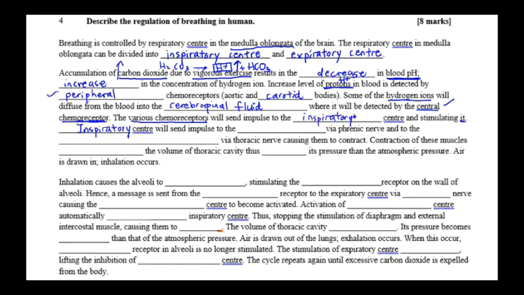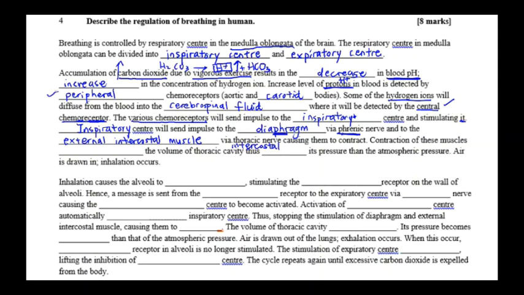This inspiratory center will then send nerve impulse to the effector, the first one, the diaphragm, via the phrenic nerve, from the name phrenic nerve. And another effector involved is the external intercostal muscle. And the nerve impulse is sent to the external intercostal muscle via the thoracic nerve, or sometimes we call this the intercostal nerve.